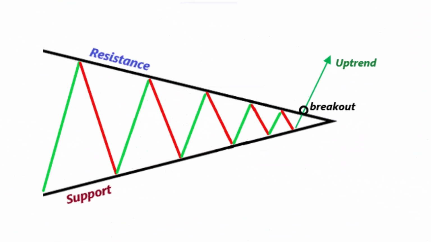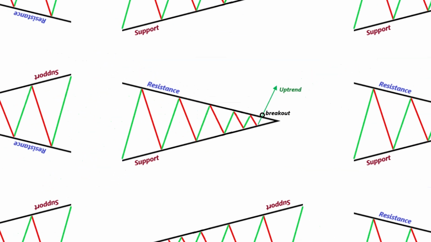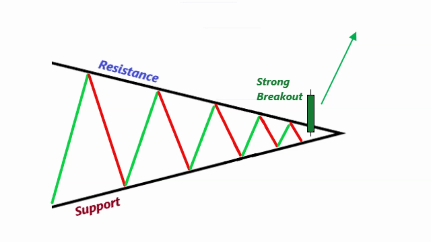When price breaks above the resistance line in a symmetrical triangle pattern, it often signals a continuation to the upside. These breakouts usually appear in two different situations. The first situation is a strong breakout. Price moves above resistance with strong momentum and increasing volume, often continuing higher without looking back.